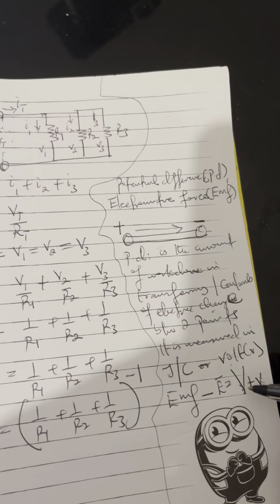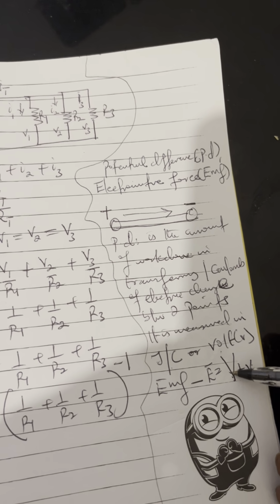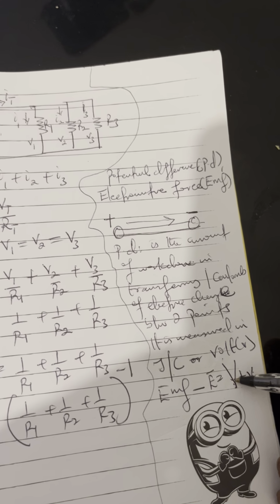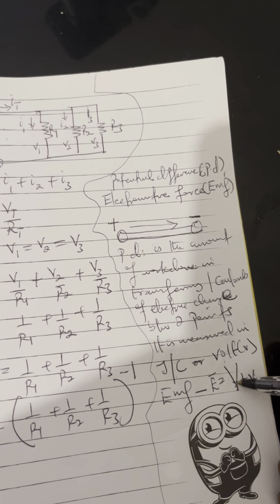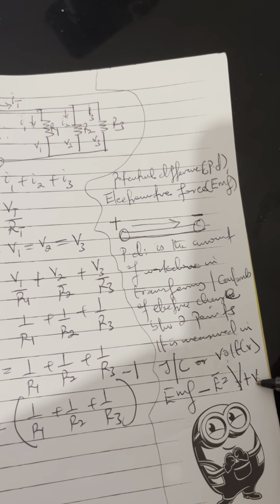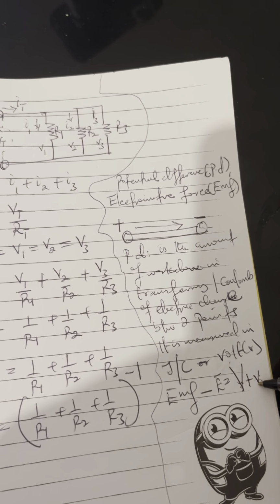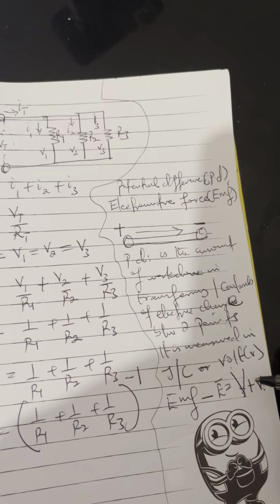Now, let me say it again. This is the voltage connected across the external resistance of the circuit. This is the voltage connected across the internal resistance of the battery. That is what we call EMF.